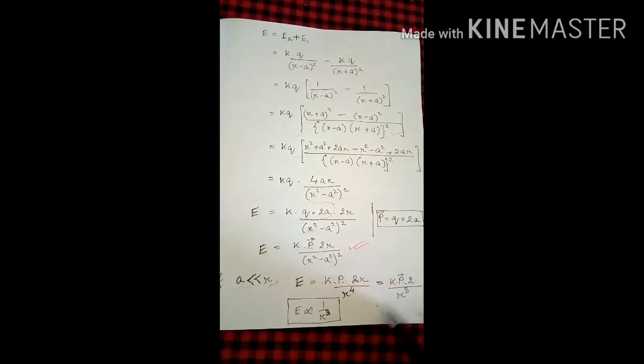So from this we can see that the electric field intensity at the point P for a very small dipole, whose length is very small, varies inversely as the cube of the distance between the point and the midpoint of the dipole. So this is the electric field intensity on the axial line of an electric dipole.